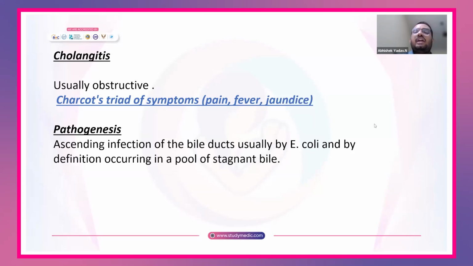Usually it is caused by E. coli infections and some bacterial proliferation occurring in the pool of stagnant bile. So that's why the patient will have jaundice in cholangitis.